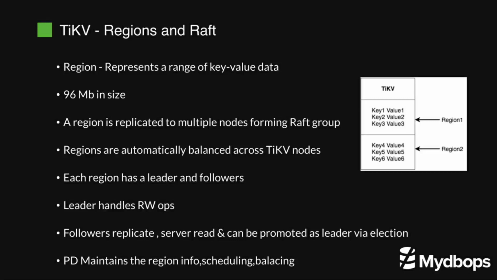Okay, so the regions are automatically balanced. This balancing is maintained by the PD, that is our placement driver, which is the brain. We'll see in the next slide. And each region, for example, this region 1, key 1, 2, 3, will have a leader as well as subsequent followers, the 2 followers by default. These followers will be responsible for replicating the data. And in case of failures, these followers will be promoted as leaders or future leaders. The leader is responsible for both read and write operations.